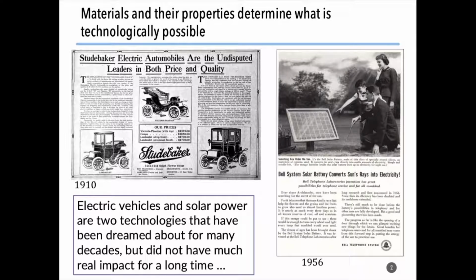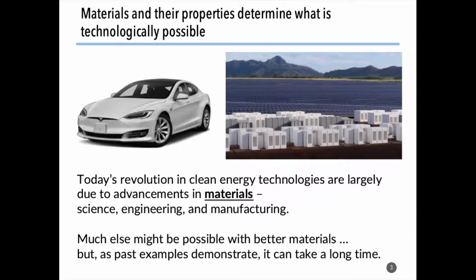So electric vehicles existed, as many of you know, back in 1910. And there were thoughts about solar power kind of taking over the world back in the 1950s. So these ideas have really existed for a very long time. But what's really happened in the last couple of decades is that the materials advancements have reached the point where these can now be large scale and make an impact on society.